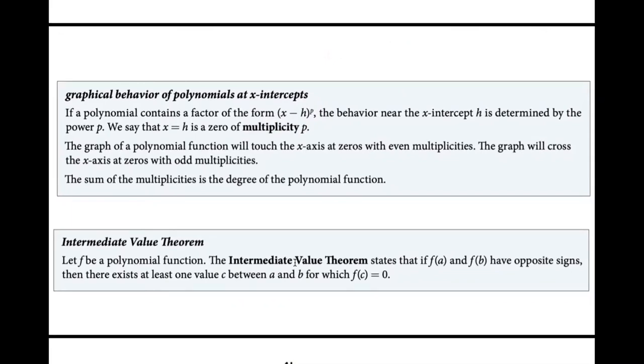If you have even multiplicities, then at that x-intercept, your graph will bounce off on there. If you have an odd multiplicity, it will cross that x-intercept, and we'll look at what that means on the graph.